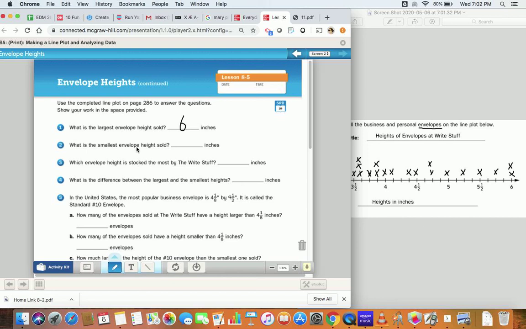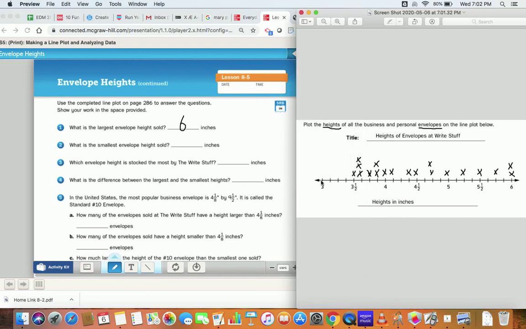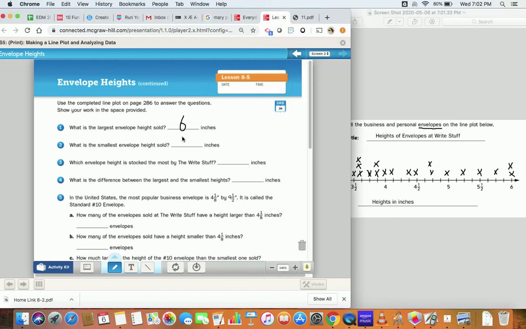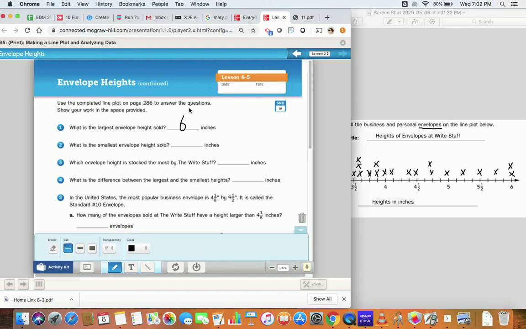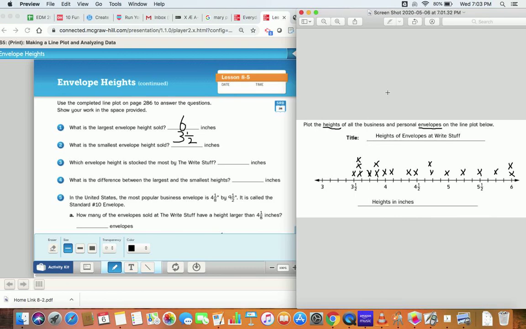And what's the smallest envelope height sold? Well, if you look at your chart again, there's a 3 on our number line, but did we have any envelopes that were 3? No, so the smallest size was 3.5. So remember, just because the number is on your number line, if there's no X's, that means you have nothing for that number. So you have to look at the first piece of data that you have.